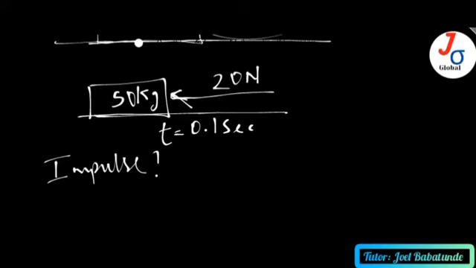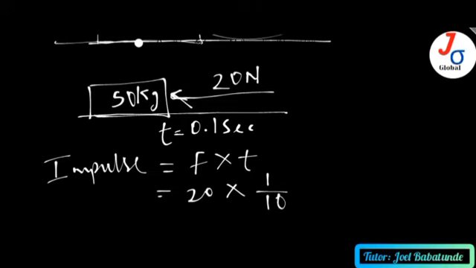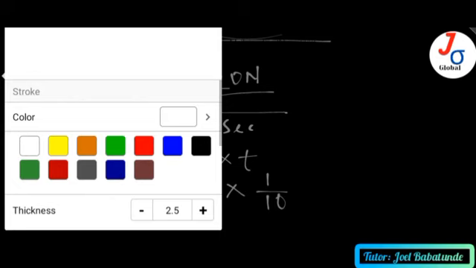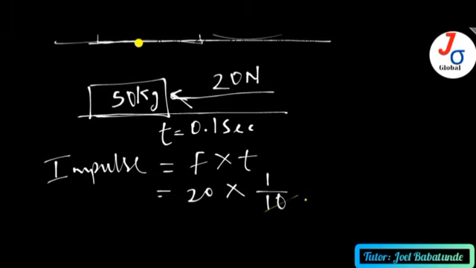Now remember that impulse is actually what? Impulse is force times time. Okay? So in this case, what's the force? The force is 20 newtons multiplied by 1/10, that's 0.1. Right? So we can just divide 10 here by 1, 10 here by 2. So we have our impulse to be 2.